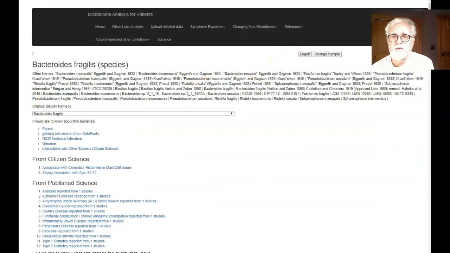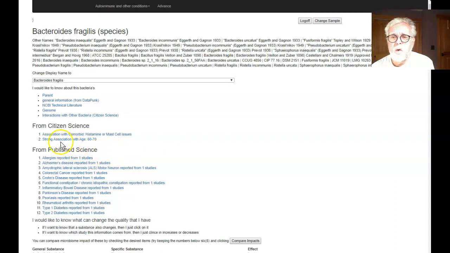And here we have this particular species. You notice all the different names the species has had through the years, which are reported differently in different articles, which always makes it fun trying to figure out what an article refers to. We have a link to a bunch of other resources. From our own site, we have what associations we have found. It seems to be connected to mast cells and to somebody in the 60 to 70 age range, which happens to be my age range.